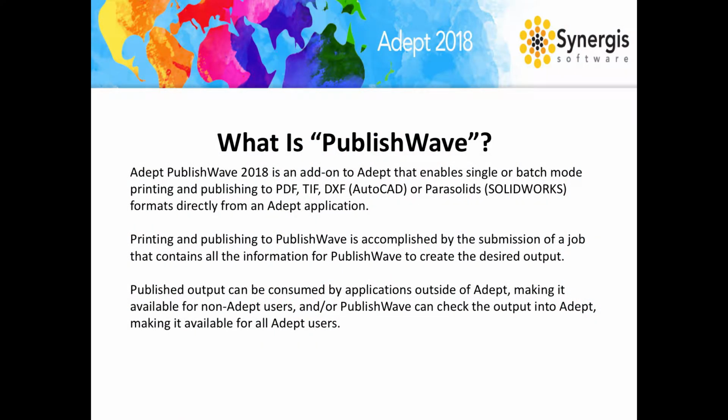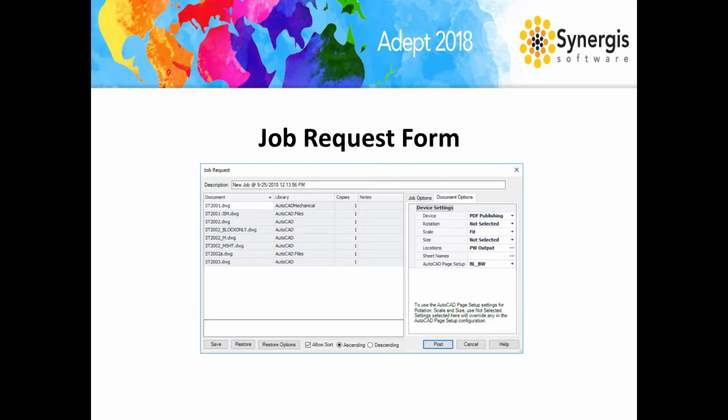So what is PublishWave? PublishWave has been called a jack of many trades, a toolkit, an ability or an add-on that adds publishing and printing capability and extends and enhances your ability to use Adept, but also to use Adept to provide information inside Adept or outside of Adept, so that those users who consume documents and information can get to that information. Well, let's review how PublishWave works in the most general sense.